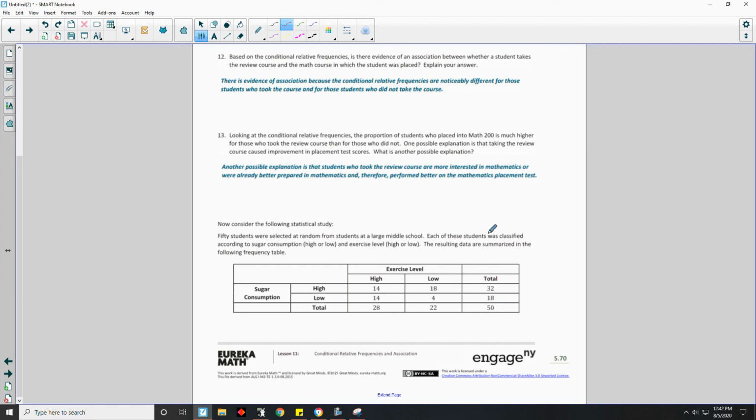Each of these students was classified according to sugar consumption, high or low. So sugar consumption, high, low, total. And exercise level, high or low. So here's the exercise level, high or low. So we're talking about sugar consumption and exercise levels and totals in the marginals. The resulting data are summarized in the following frequency table.